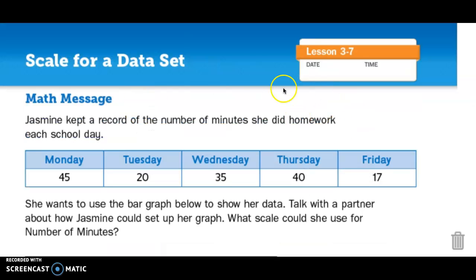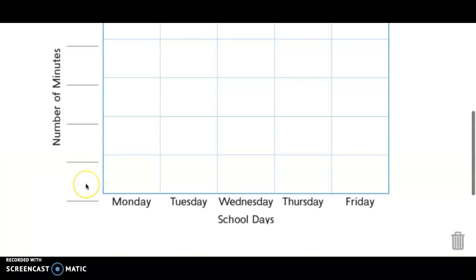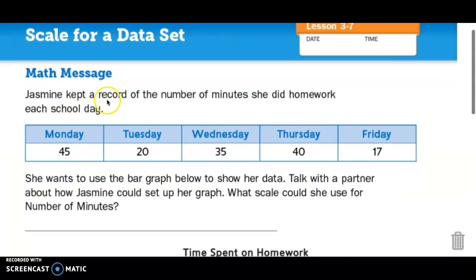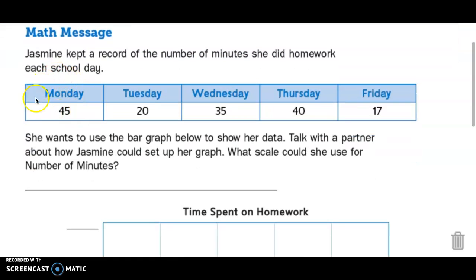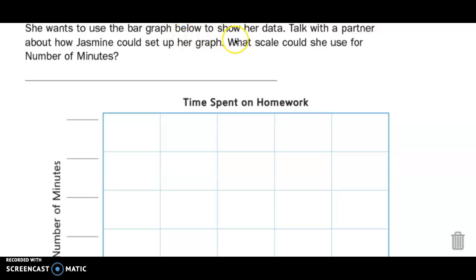All right, we are on lesson 3-7 math message. This one's in your journal page 78. It says scale for a data set. Jasmine kept a record of the number of minutes she did homework each school day. Monday, 45 minutes. Tuesday, 20 minutes. Wednesday, 35 minutes. Thursday, 40 minutes. And Friday, 17 minutes. She wants to use the bar graph below to show her data.